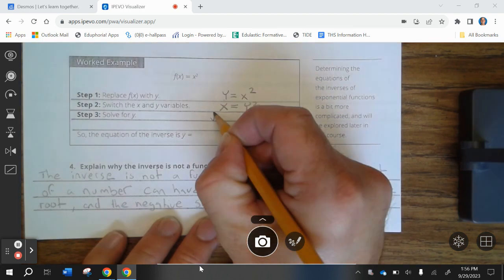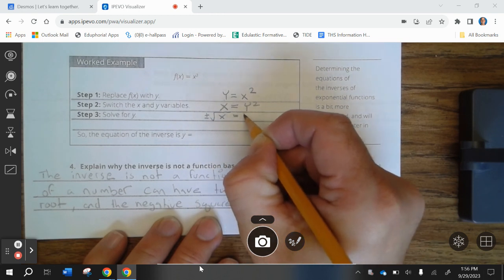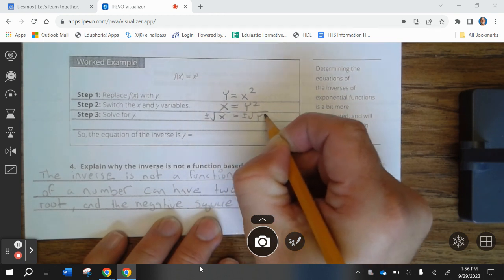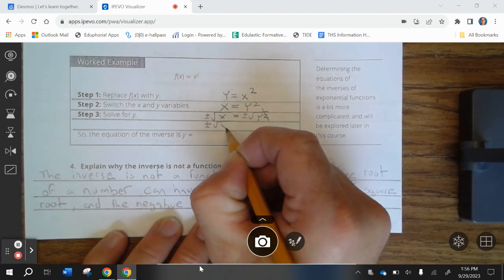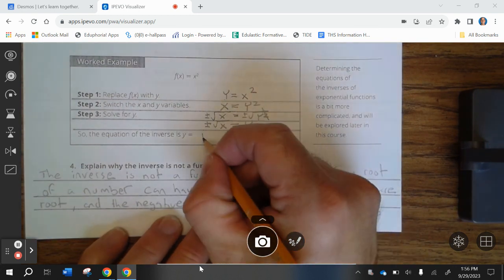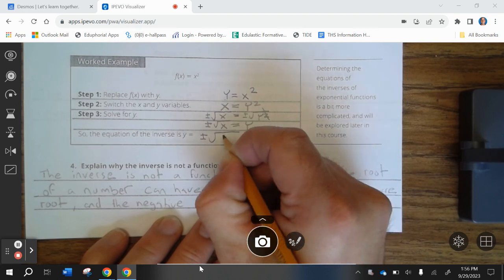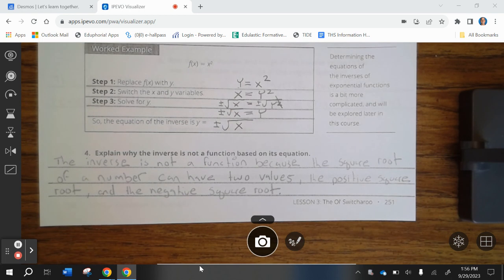So we take the square root, plus or minus, of both sides. The square root cancels the squared, so the inverse is plus or minus square root of x equals y. So the equation of the inverse is y equals plus or minus the square root of x. Explain why the inverse is not a function based on its equation. The inverse is not a function because the square root of a number can have two values, the positive square root and the negative square root. Okay, go ahead and finish that up.